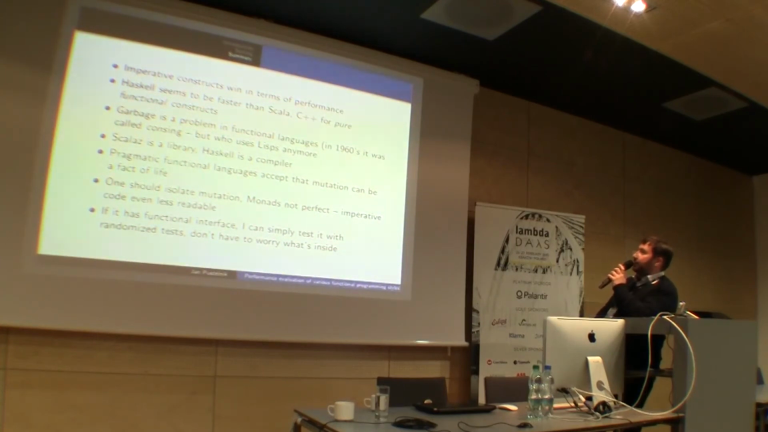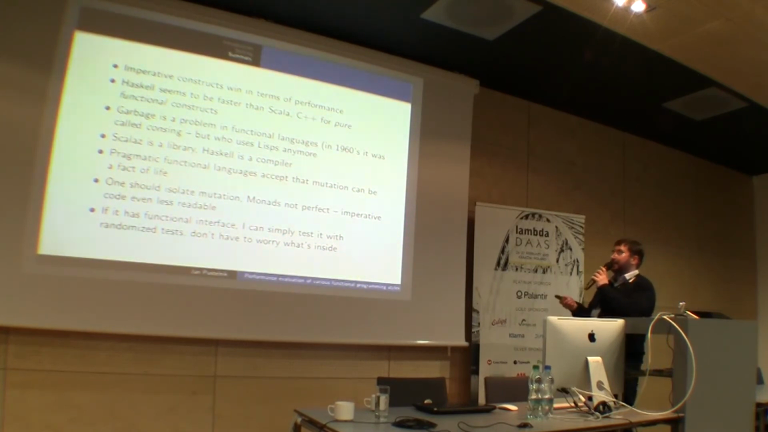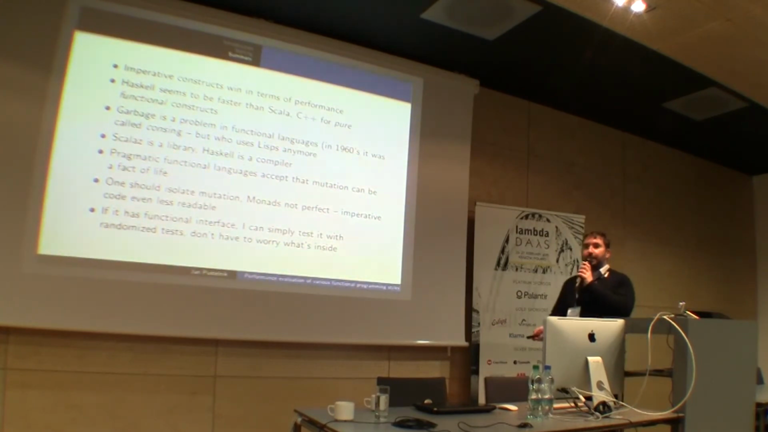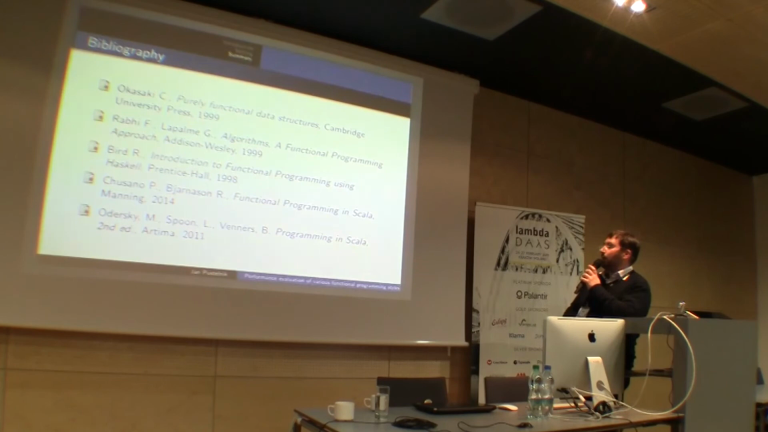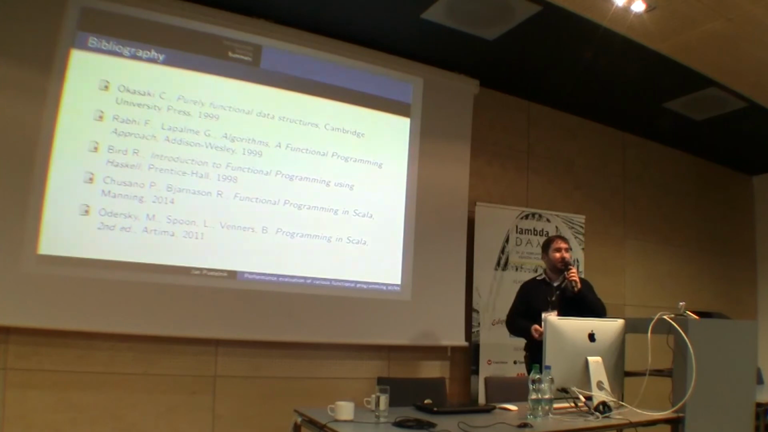Pragmatic functional languages accept that mutation can be a fact of life, and you should too. You can isolate mutation and test it, okay? Monads are not perfect, because imperative code in monads is even less readable, and if it has a functional interface, test it, and you can be certain to some extent that it really works, okay? And these are nice books. I've also taken some examples from them, the first two are really nice, okay? I think that's it. Some questions?